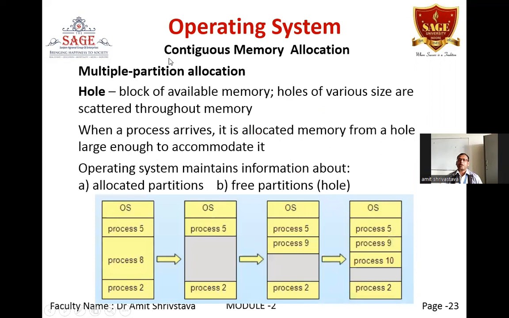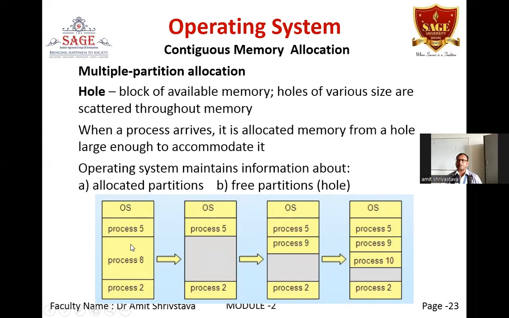Okay. So next is contiguous memory allocation and multiple partition allocation we will be discussing. So first of all, see what is a hole. A hole is nothing but a block of available memory. Holes of various sizes are scattered throughout the memory. So when a process arrives, it is allocated memory from a hole large enough to accommodate it. The operating system maintains information about the allocated partitions and the free partitions, which we are calling the hole.